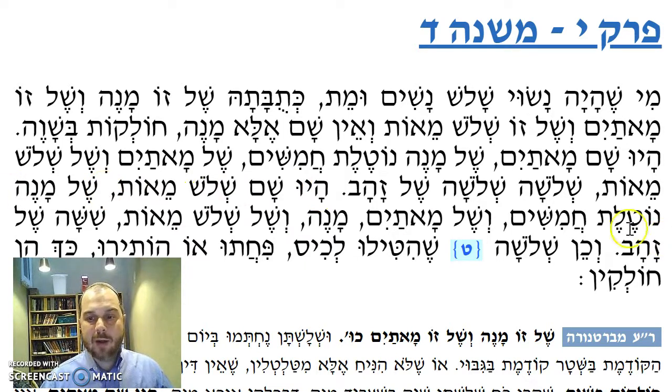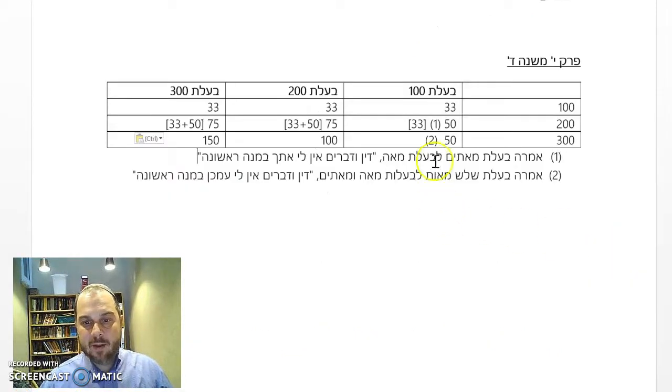Then, the mana takes 50, the 200 woman, and the 300 woman, shisha shel zahav. So the 100 takes 50, the 200 woman takes 100, and the 300 woman takes 150. 50, 100, 150. Again, it doesn't make sense. She should take 33. They're fighting over the last 200, the second 100. Half of that, she should take 50, right? And then she should get the rest.